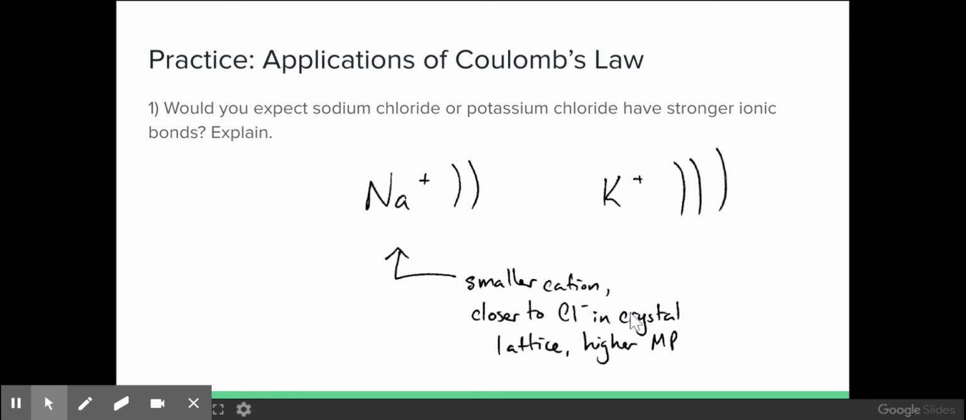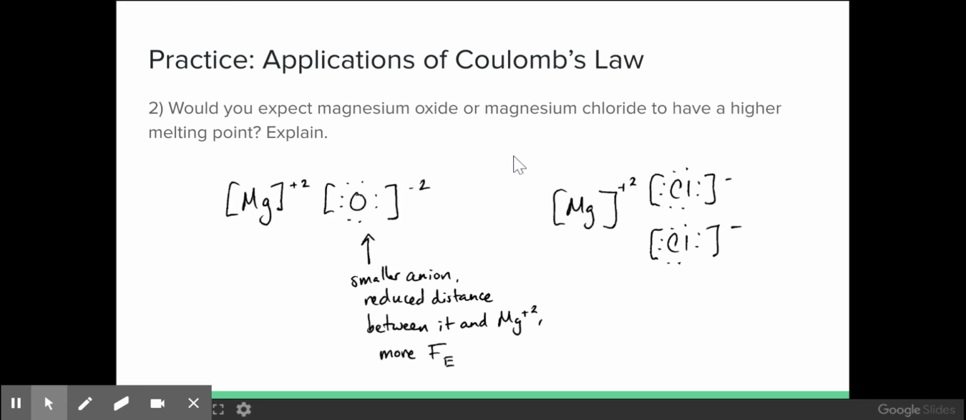For the first question, I'm comparing sodium chloride and potassium chloride. Well, these two ionic compounds have identical charges, right? +1, -1, +1, -1. However, sodium 1+ only has 2 energy levels of electrons. Its atomic radius is smaller, which therefore is going to increase the lattice energy and make it have a stronger force of attraction in its crystal lattice.